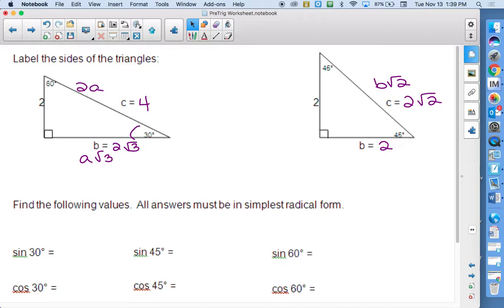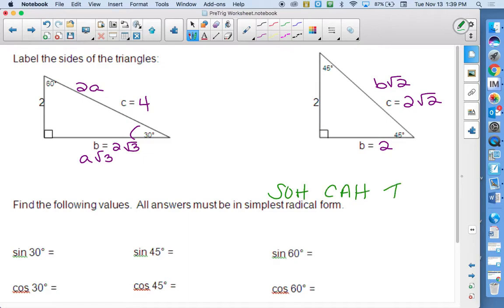So it says find the following values. All answers must be in simplest radical form. So no decimals. We'll have nice fractions in an answer if it happens to have a fraction, and since we're trying to find sine, cosine, tangent, you probably have a fraction as an answer. You might want to remind yourself, just so you have a visual to look at, that we're using SOHCAHTOA.